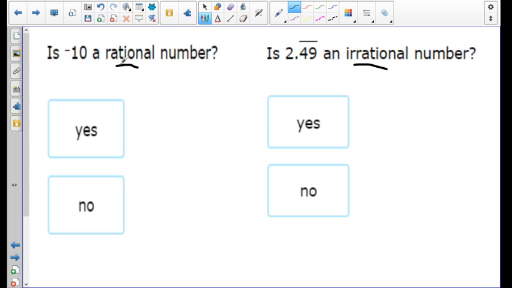So is -10 a rational number? Can we write -10 as a fraction? -10 over 1. Yes. That one's pretty straightforward. Any whole number is a rational number.